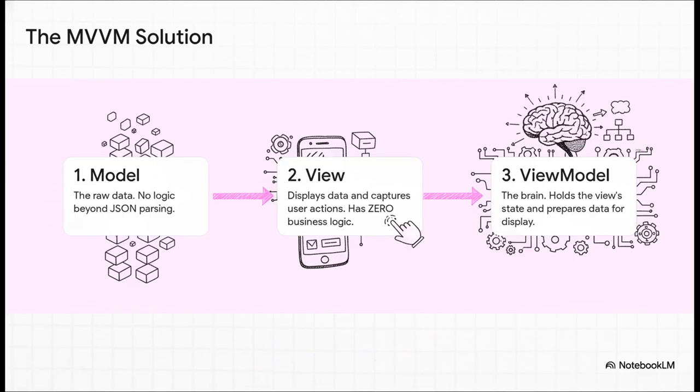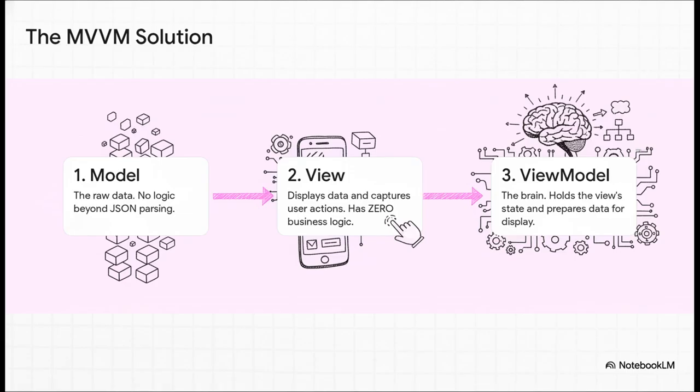For like 95% of apps out there, the answer is an architecture called MVVM, Model View View Model. Think of it like this. The model is just the raw data, kind of dumb. The view is also dumb. It just shows stuff on the screen. The view model, that's the brain. It's the chef.